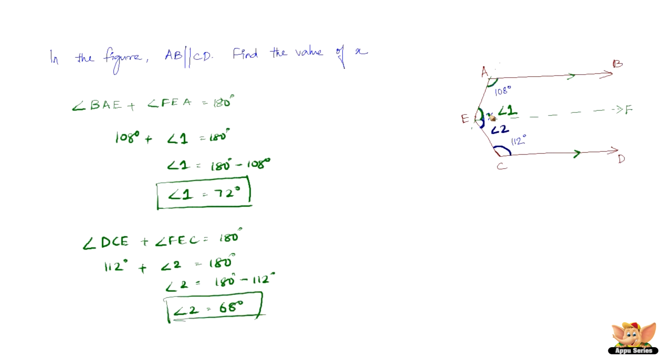Now, x is nothing but the total angle here, the sum of angle 1 and angle 2. Therefore, x equals angle 1 plus angle 2, which is nothing but 72 degrees plus 68 degrees, which is 140 degrees. So x equals 140 degrees.